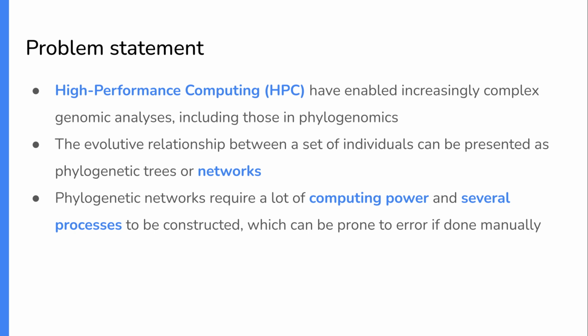In phylogenomics, the evolutionary relationships between a set of individuals are typically represented as phylogenetic trees. However, trees are not always the best structure for this purpose, as they cannot represent reticulate events such as hybridization, recombination, and horizontal gene transfer. In this case, phylogenetic networks are more appropriate.